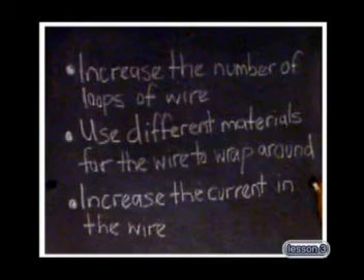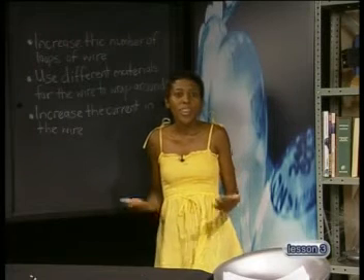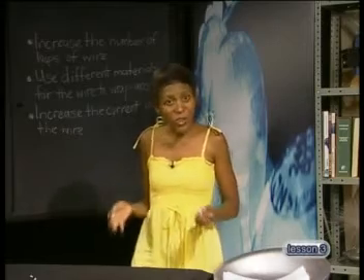Increase the number of loops of wire. Use different materials for the wire to wrap around. Increase the current in the wire. Let's start by increasing the number of loops of wire to make a coil. We call this a solenoid.